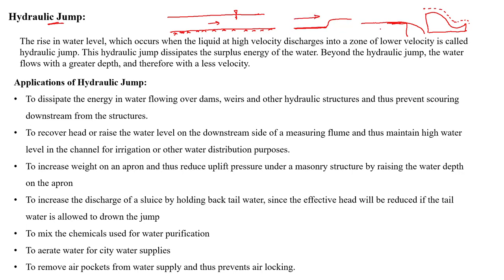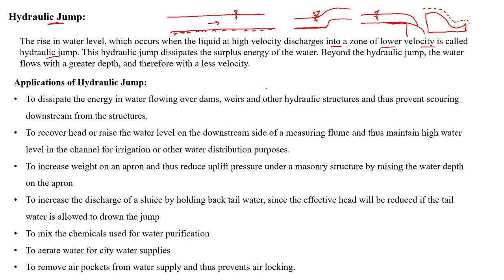But if the water is flowing over the hump, can we say it is a hydraulic jump? Or when the flow takes place over this kind of drop, can we say this is a hydraulic jump? No. To make it clear, there is a general definition: the rise in water level which occurs when the liquid at high velocity discharges into a zone of lower velocity is called a hydraulic jump.